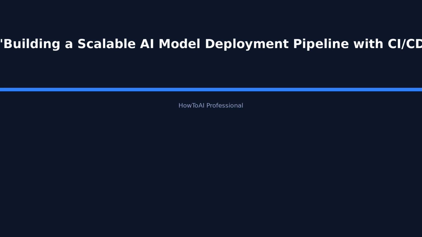Step 4. Prepare your data pipeline. Next up is preparing your data pipeline. A robust data pipeline is crucial for feeding your AI model with the right data at the right time. This includes data collection, pre-processing, and transformation.